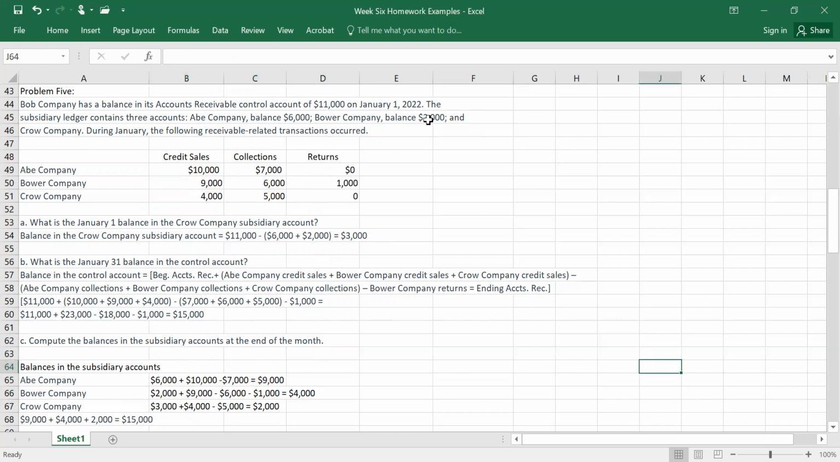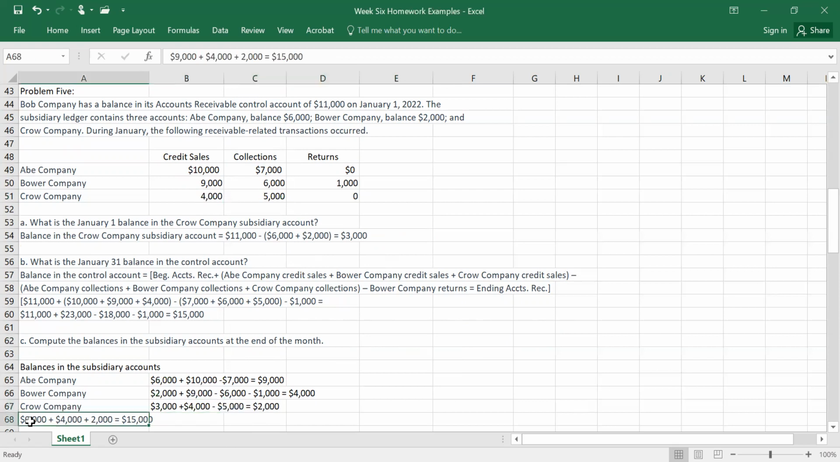Bauer's balance was 2,000. We're going to add on to that the 9,000 credit sales, subtract the 6,000 collections, and also subtract 1,000 returns. So 2,000 plus 9,000 minus 6,000 minus 1,000 is going to give us 4,000. Then for Crow Company, we know his beginning balance was 3,000. We figured that out in A. So that's going to be 3,000 plus credit sales of 4,000 minus collections of 5,000, which will equal 2,000.